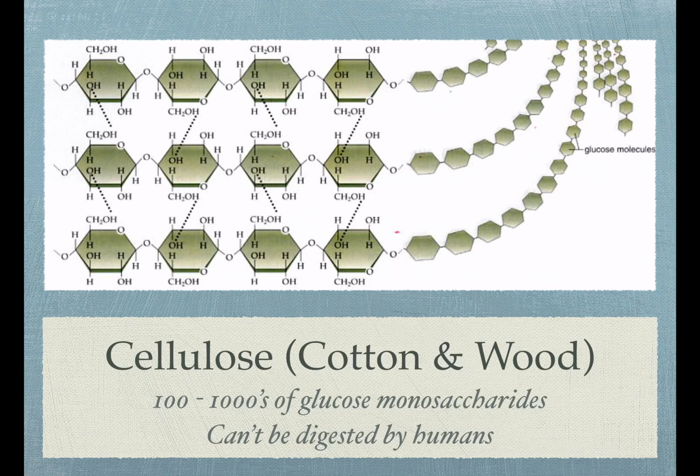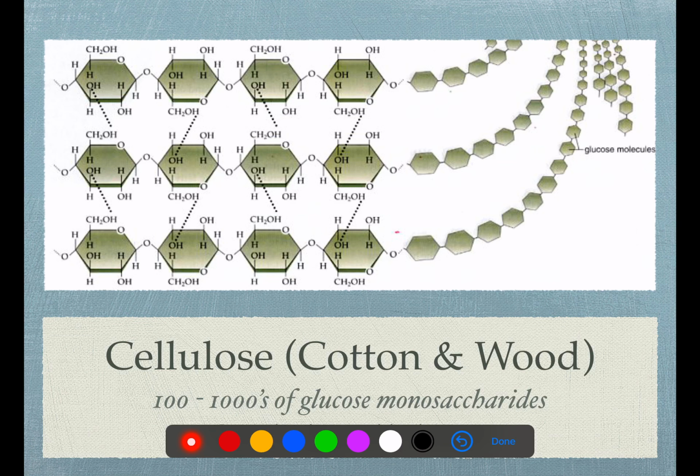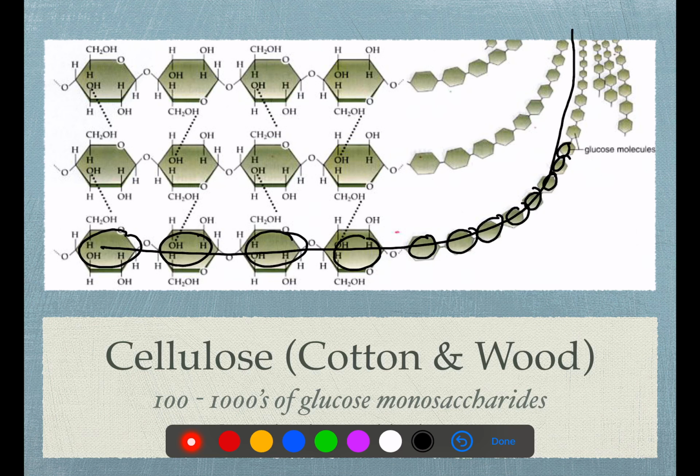And you can see for cellulose that the way that the glucose monosaccharides are connected, it creates like a string or a strand of glucose molecules, a nice linear connection of them. Humans can't digest cellulose, which means that we don't have the enzymes necessary to break the glycosidic bonds in cellulose. So cellulose's main job is to make up the cell wall and also provide structural support for plants.